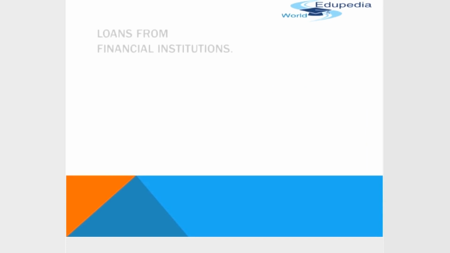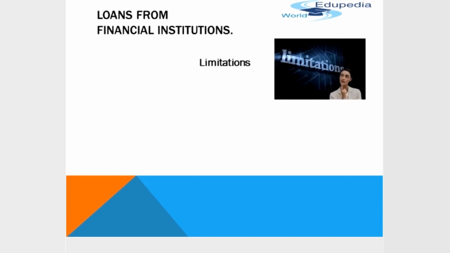And let's go ahead and see what are the limitations of loans from financial institutions. Number one limitation is processing difficult, meaning difficult procedure. A number of formalities are required to obtain loans from financial institutions. It makes the procedure time consuming, cumbersome and expensive also. Another limitation is restrictive clauses. Financial institutions may also impose certain restrictions on the borrowing company. For example, an institution may impose restrictions on payment of dividend also.